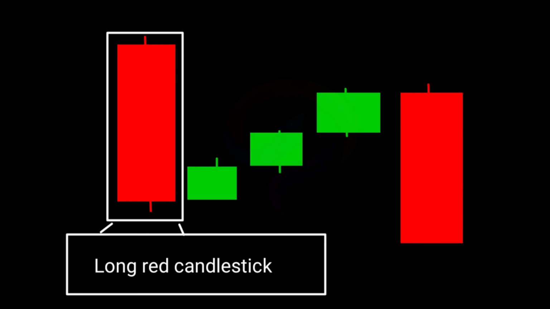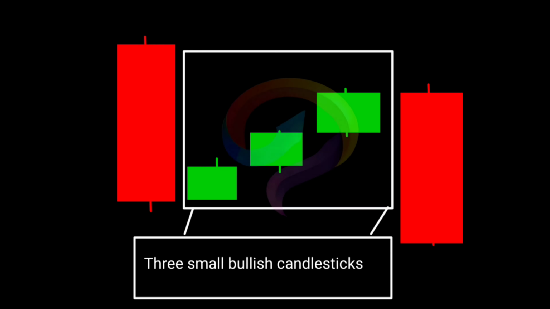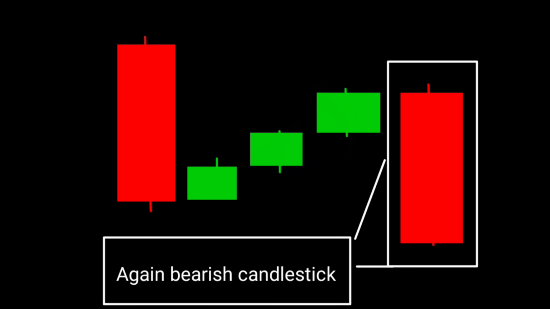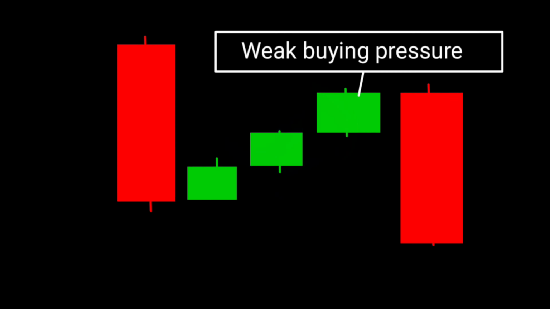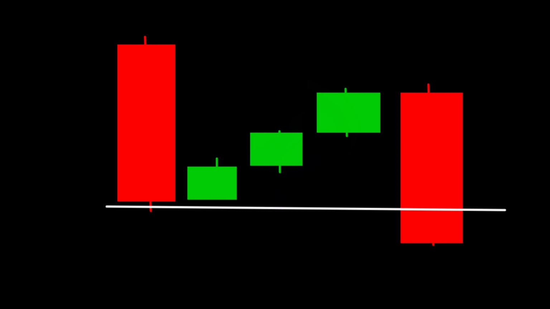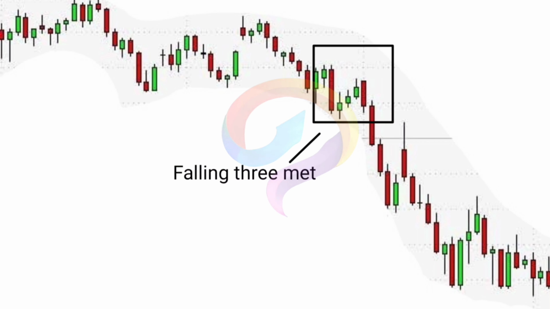Falling three methods is a bearish continuation pattern that occurs during a downtrend. It is formed by a long red candlestick followed by three small bullish candlesticks, and then a long red candlestick again. The three small bullish candlesticks should be contained within the range of the first long red candlestick. This indicates that buyers are not strong enough to break the trend and are only making a temporary pause. The pattern is confirmed when the final long red candlestick breaks the low of the previous candlesticks.